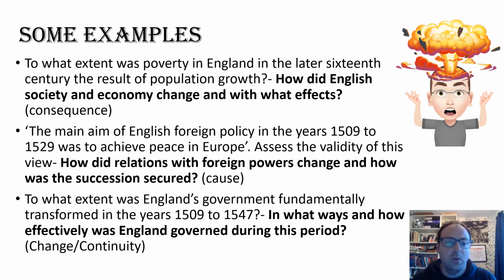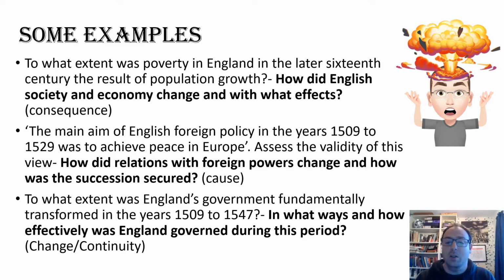So here are some examples of breaking down the questions. To what extent was poverty in England in the later 16th century a result of population growth? So we're looking at that. It's a consequence question, and it's a society and economy question. The main aim of English foreign policy in the years 1509 to 1529 was to achieve peace in Europe. Assess the validity of this view. Well, this is clearly a foreign policy question, and it's a cause question. So we're combining the bit we've done earlier with the bit in terms of linking it to the key questions.